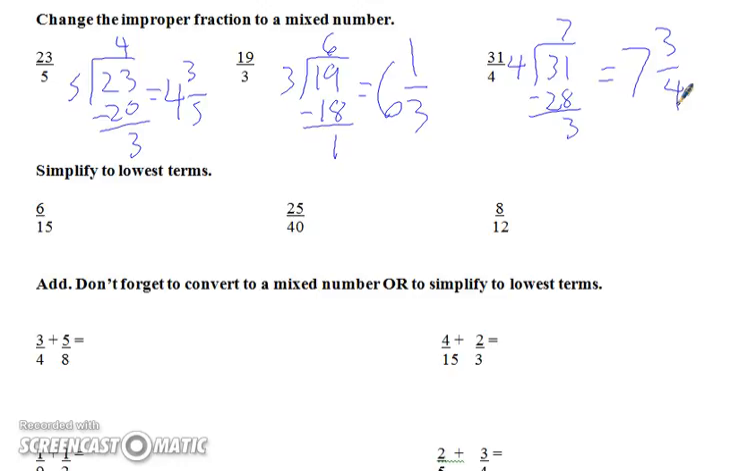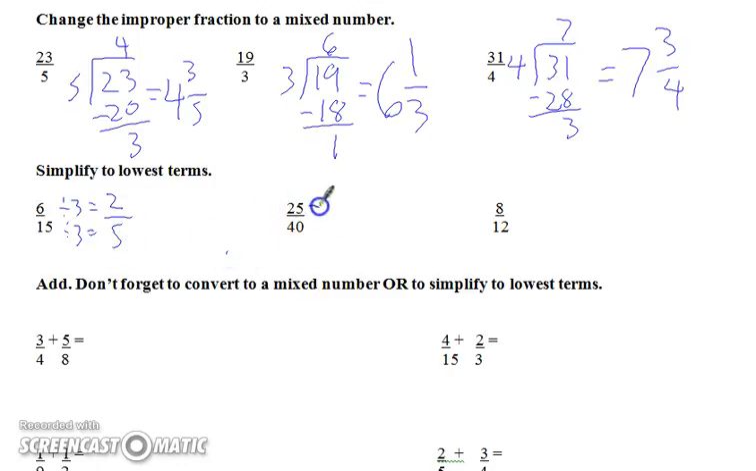Next part says simplify to lowest terms, so I want to make them lower, so I'm going to divide top and bottom by the same number. I can divide both of these by 3. 6 divided by 3 is 2. 15 divided by 3 is 5, and that's as low as I can go.